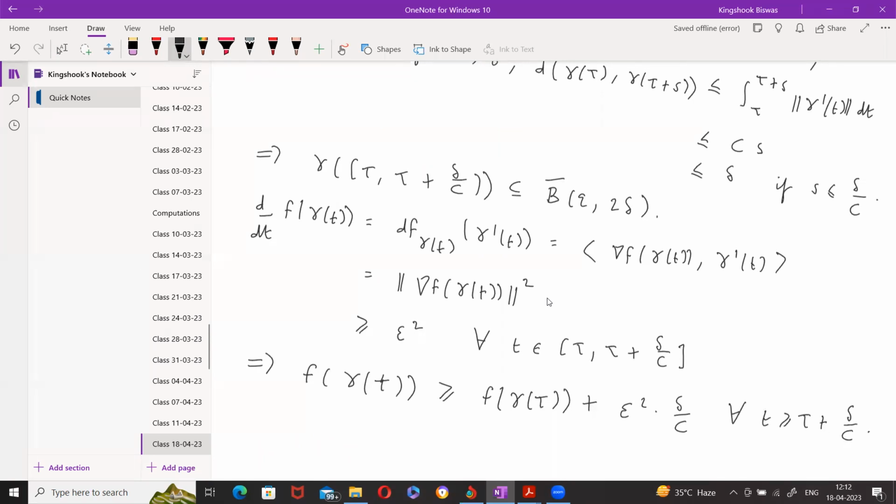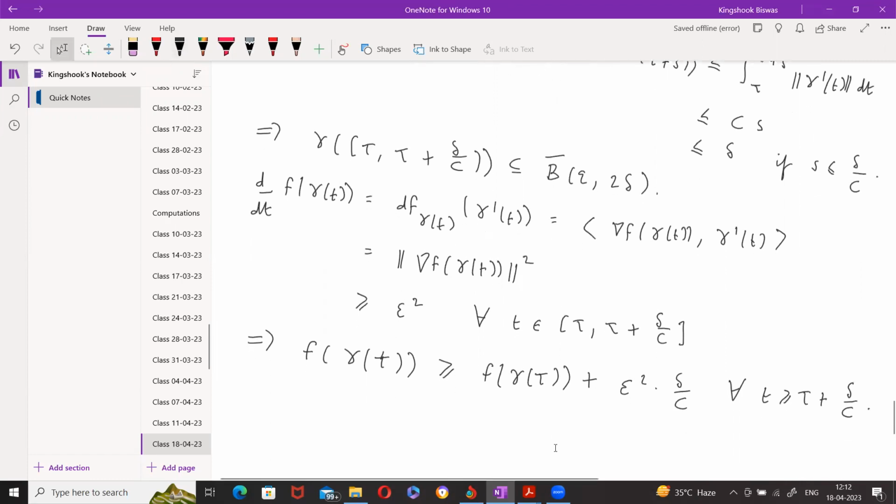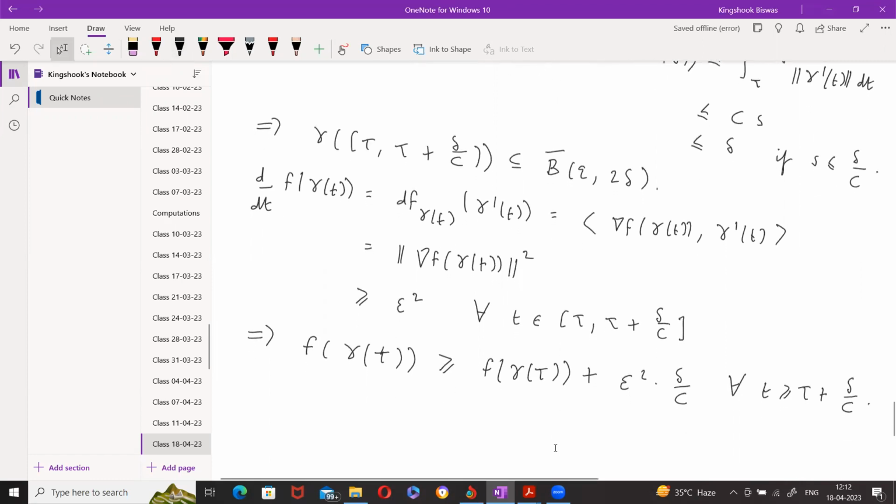Right? So you increase by a definite amount each time you enter the ball, when you exit, you increase by a definite amount. This proof is getting a bit long, longer than I thought, but the idea is not difficult. The idea is very simple.